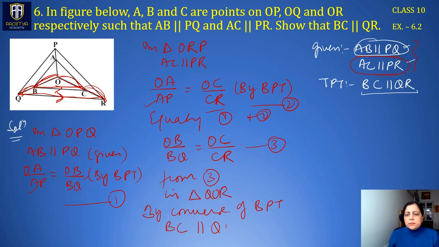So when the opposite sides are divided in the same ratio, we can say that the line dividing the opposite sides will be parallel to the base side. So BC is parallel to QR. This is what we had to prove.